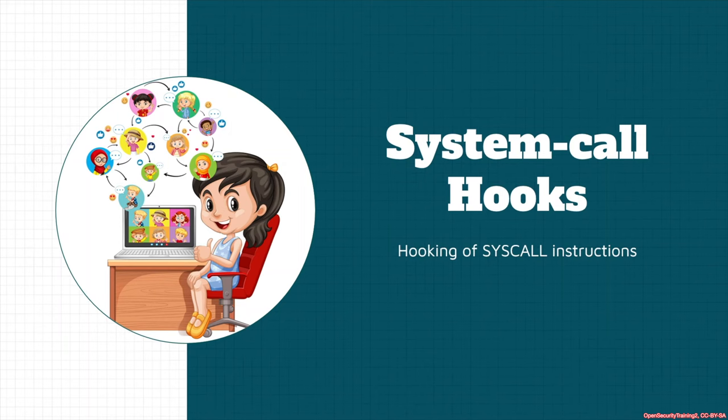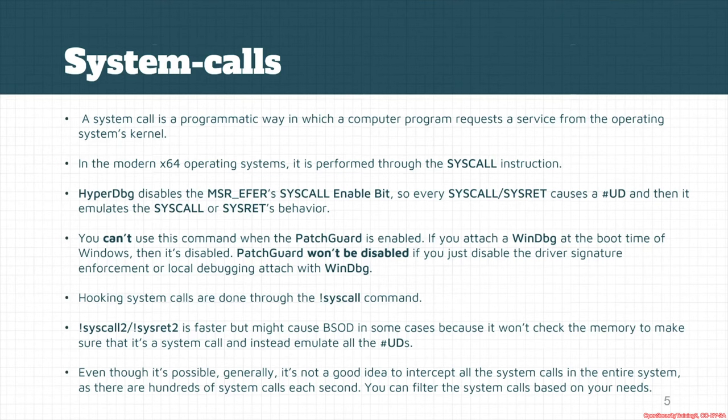Now let's see the details about system calls and how we can hook them. As you probably know, system calls are a programmatic way of requesting a privileged service from the operating system. For example, when you want to communicate with an IO device, you definitely don't have access to IO devices in Windows, so you ask the operating system to perform this communication for you, and it's the responsibility of the operating system to check whether you have the needed privileges or not.